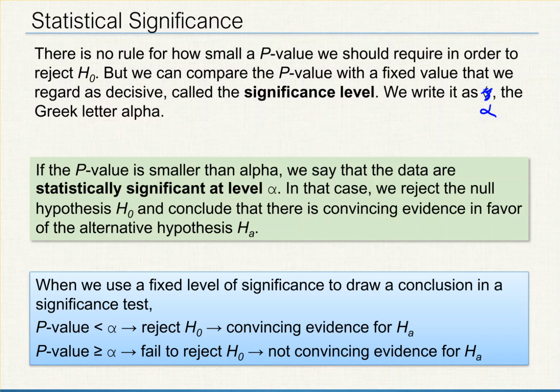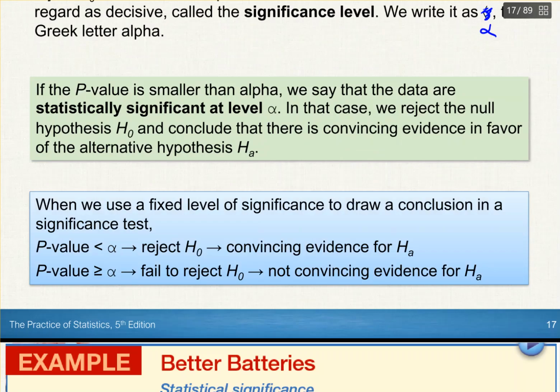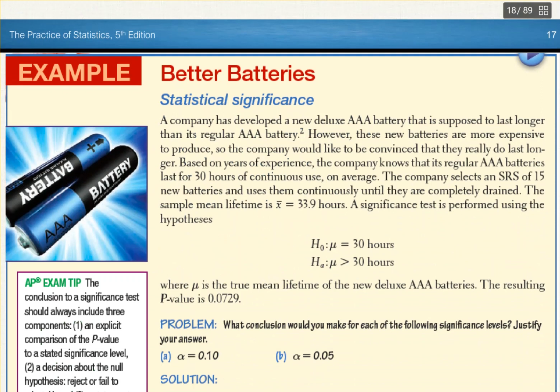So when we use a fixed level of significance to draw a conclusion in a significance test, if the p-value is less than alpha, we reject the null hypothesis. So that means it's likely we have convincing evidence for the alternative hypothesis. If the p-value is greater than or equal to alpha, we fail to reject the null hypothesis, so there's not convincing evidence for our alternative hypothesis.